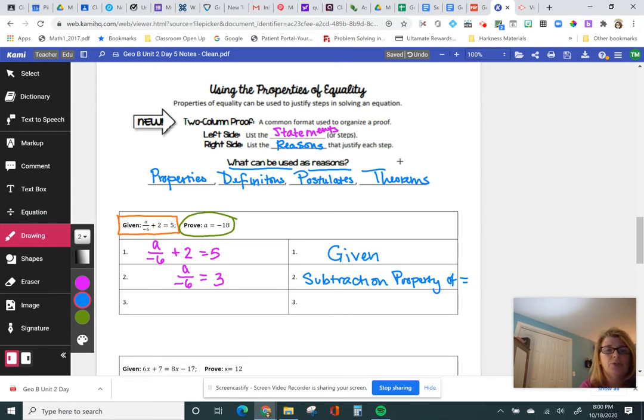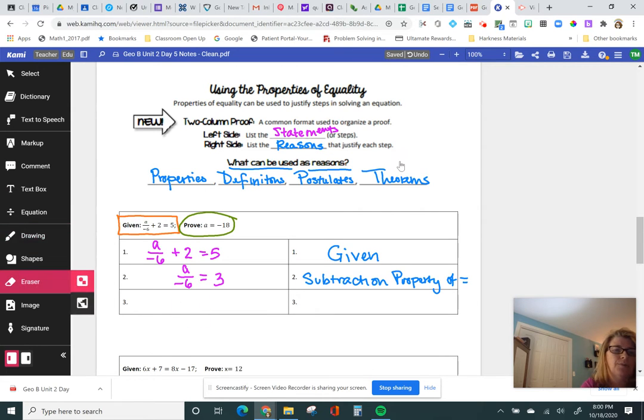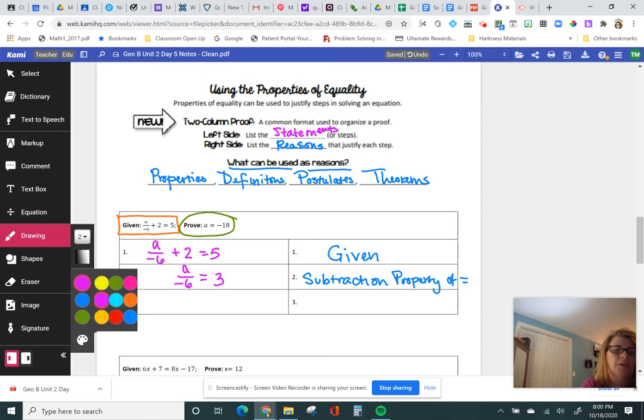Now, how do I get to A being by itself? Well, I have to get rid of divided by -6. How do I do that? I multiply both sides by -6. And that will leave me with, just do a quick erase here. I want the colors to be the right ones. So this would be A equals -18. Hey, look, it's exactly what we were supposed to get. Now, how did I get there? I used that multiplication property of equality.